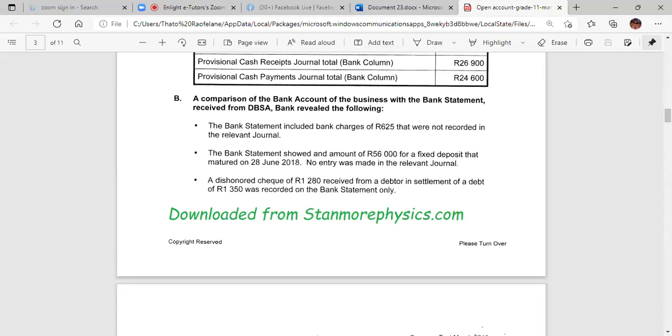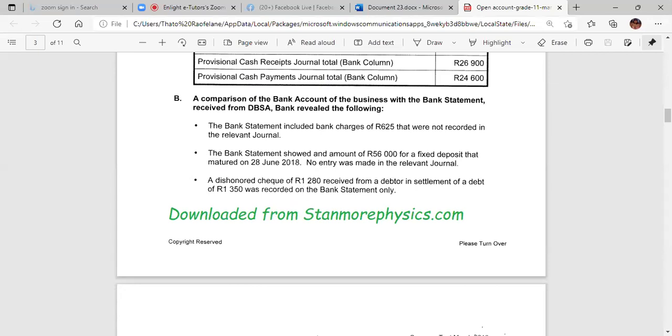But we gave them a discount and they were only settling 1,280. However, the check was dishonored. So how are we going to record this? What happens when somebody gives us a check? When somebody gives us a check and they say, okay, I'm paying you 1,280, you can go claim it in the bank, we take that check and record it in our cash receipts journal.